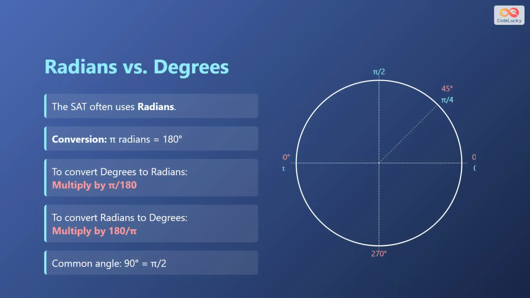One of the most common pitfalls is confusing radians and degrees. The SAT, in particular, loves radians. Remember that pi radians is equal to 180 degrees. If you need to convert degrees to radians, multiply by pi over 180. To go the other way, multiply by 180 over pi. Also, familiarize yourself with common angles like pi over 2 being 90 degrees.